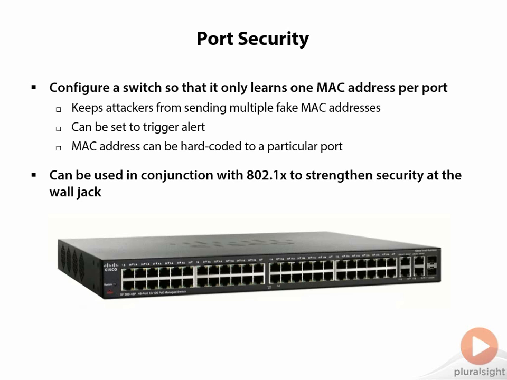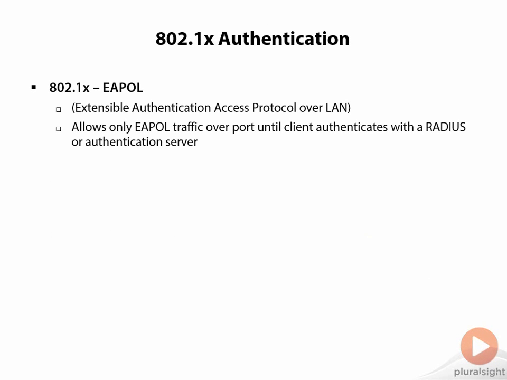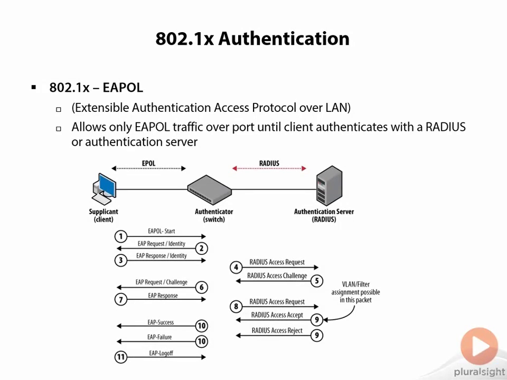All right, so we can also use that in conjunction with something called 802.1x to strengthen security at the wall jack. Okay, as I mentioned before with a school setting as an example, or a kiosk, we have something called 802.1x authentication, and what that really is EAPOL, or Extensible Authentication Protocol over LAN, okay, over local area network. So that Extensible Authentication Protocol gives us the ability to say, hey, when somebody connects to our wall jack, we're not going to allow them to communicate until they actually authenticate with the network. All right, so they're going to authenticate with something called a RADIUS server. Okay, it's an authentication server.